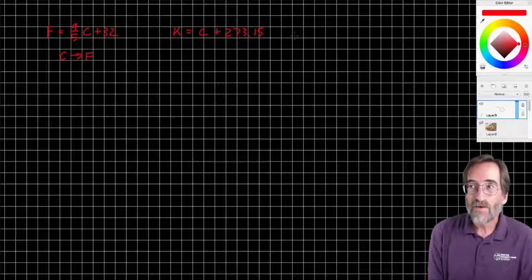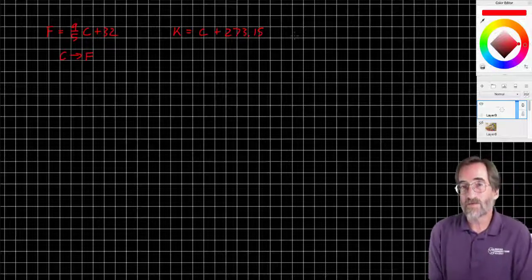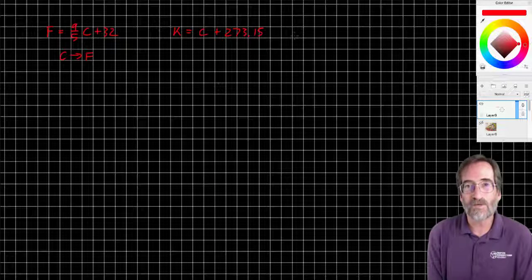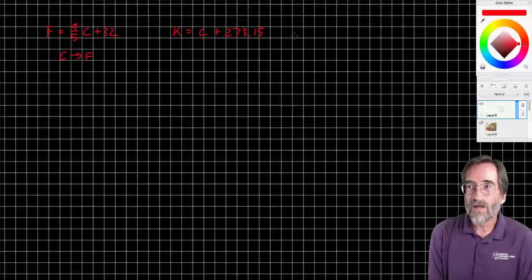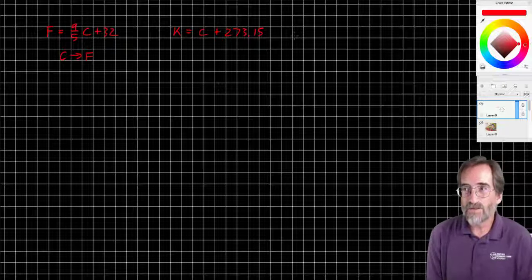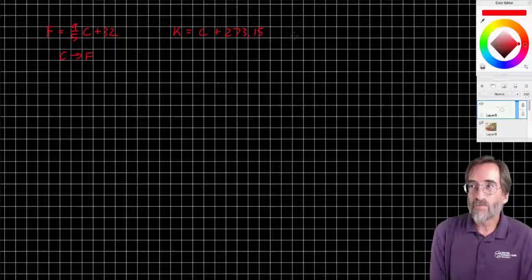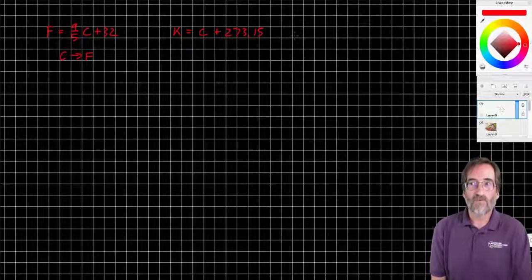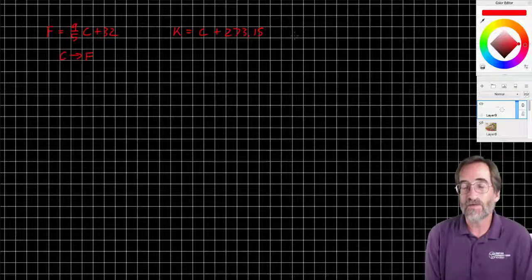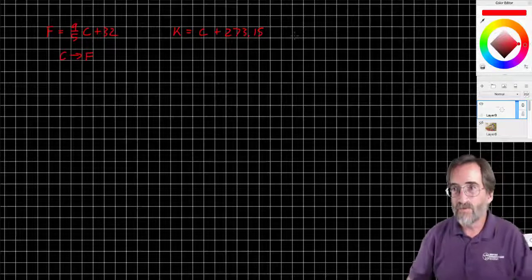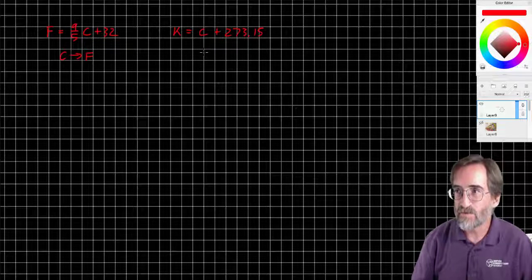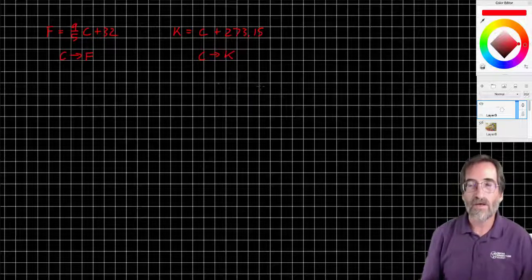But negative 273.15 degrees Celsius corresponds to zero energy, absolute zero. So if I give you 100 degrees Celsius, that is 100 plus 273.15, or 373.15 degrees Kelvin. Now again, this formula takes Celsius degrees and gives you as output Kelvin.